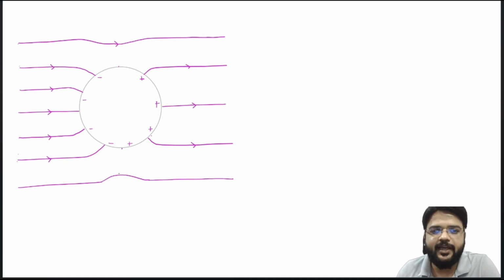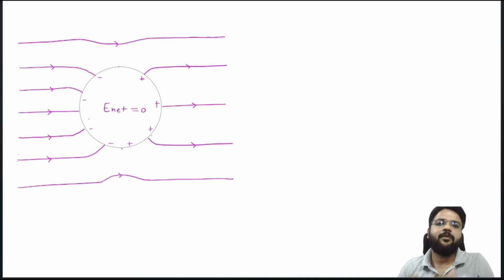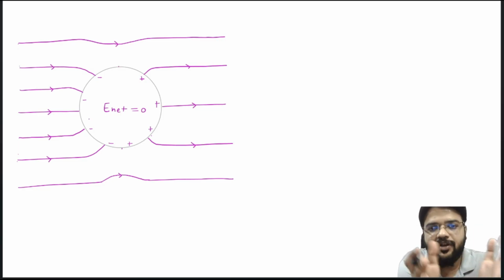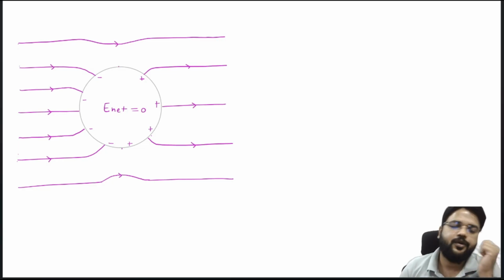Okay, so this type of field diagram we will get, everyone. At one side it is terminating and at the other side it is generating, and the net electric field inside this conductor is what? It is zero again. So when we put one spherical conductor in the electric field, this type of net electric field diagram we will get, everyone. Note down.